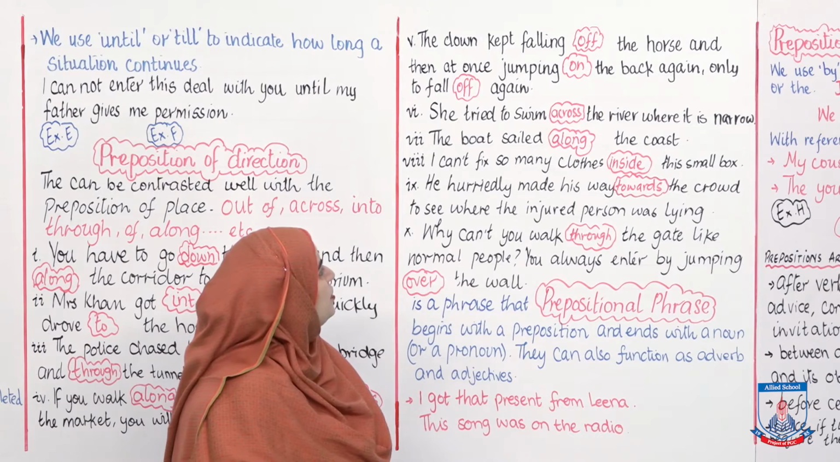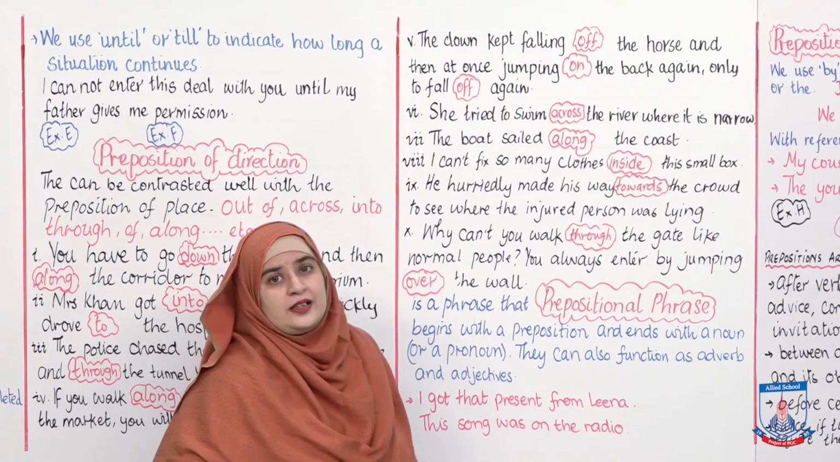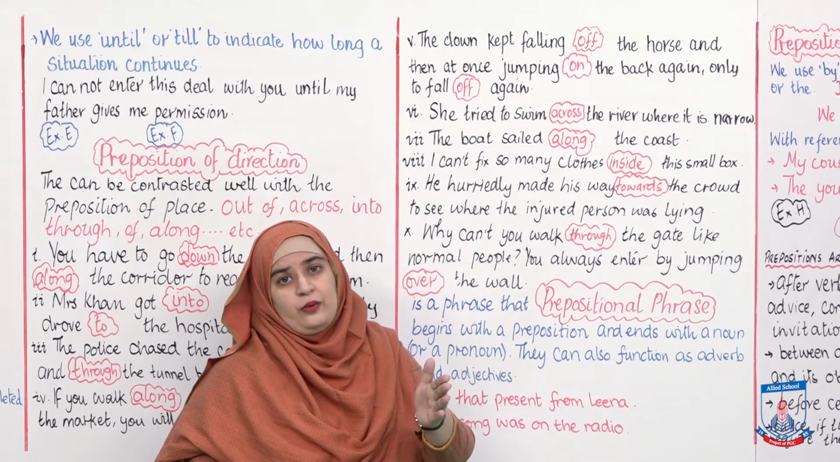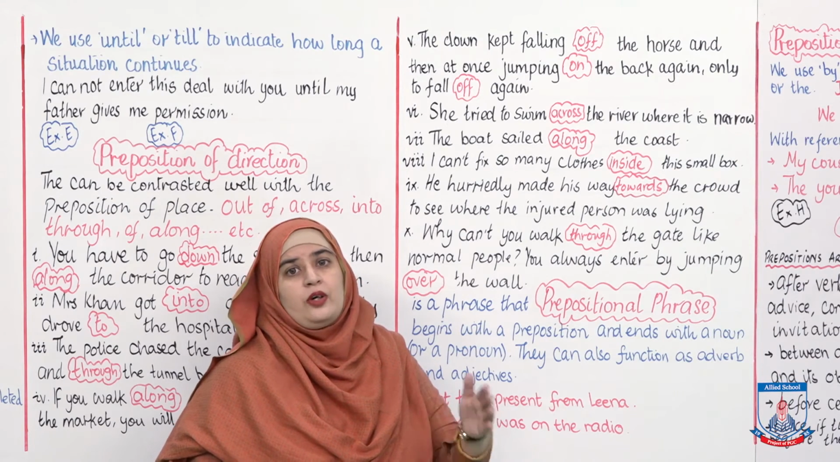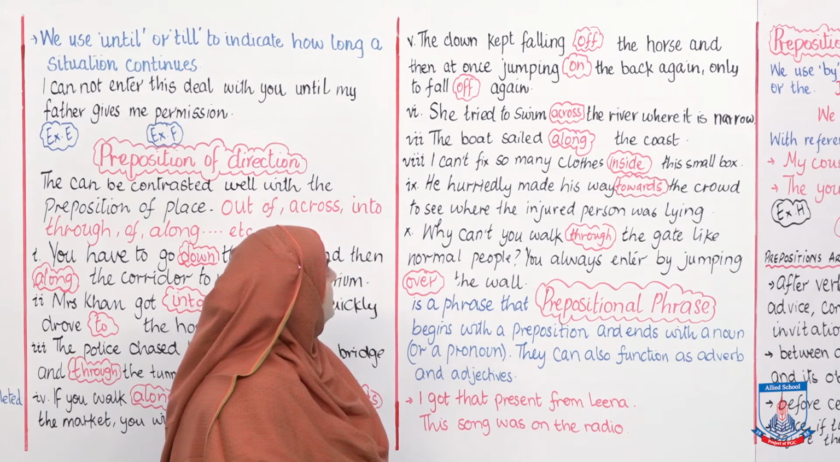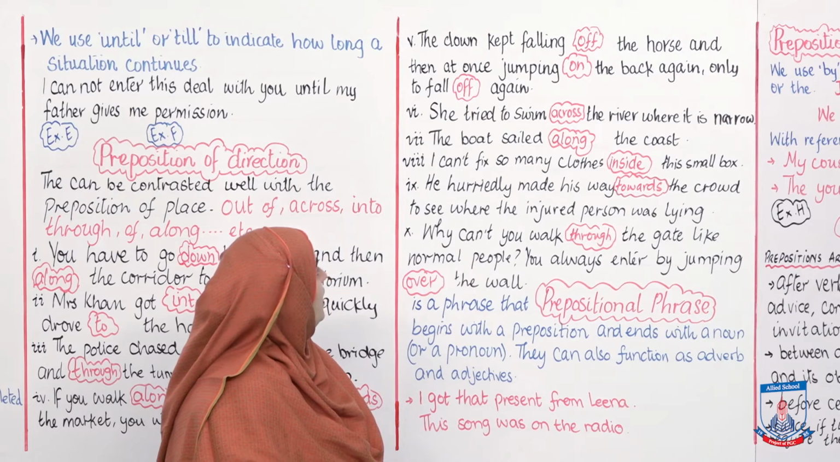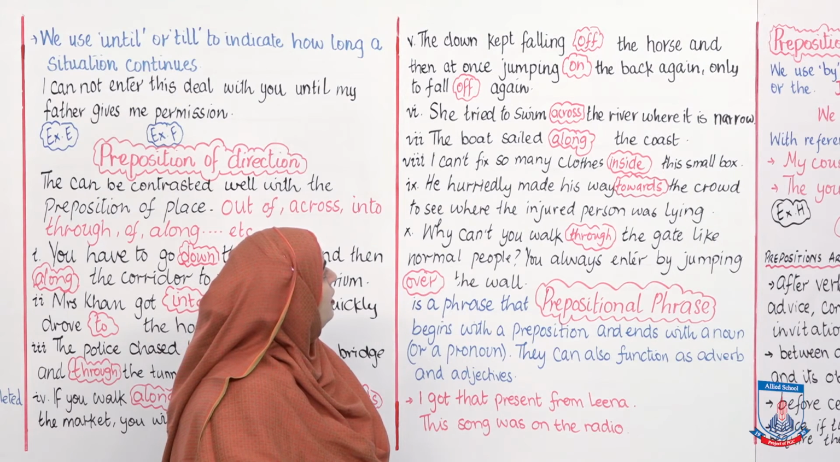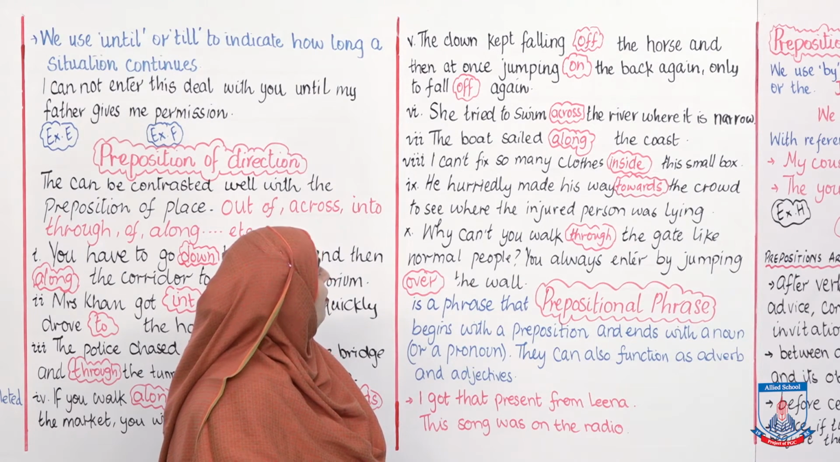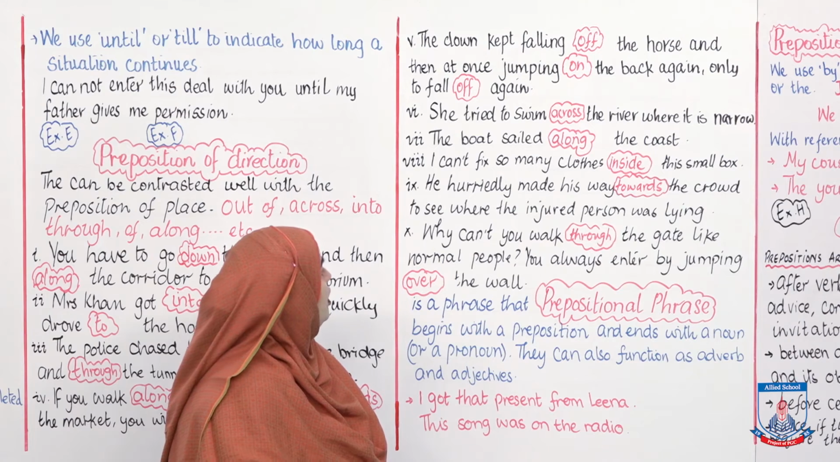She tried to swim across the river where it is narrow. जहाँ पे river narrow है, she was trying to swim across it. The boat sailed along the coast. I can't fix so many clothes inside this small box. He hurriedly made his way towards the crowd to see where the injured person was lying.